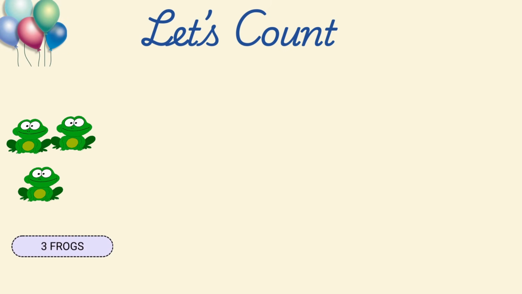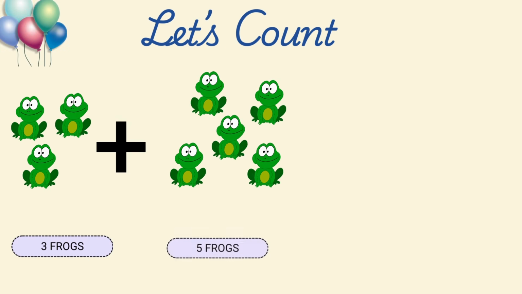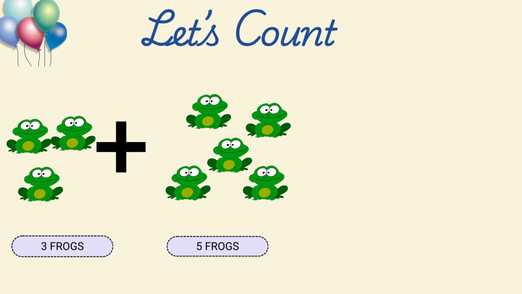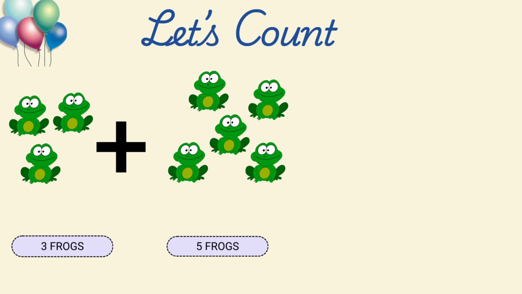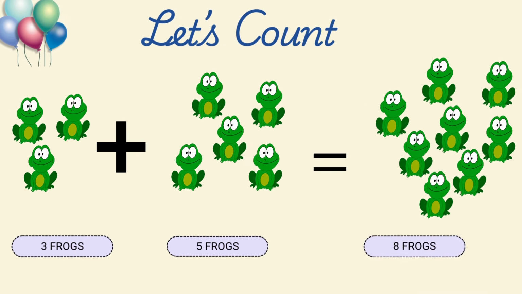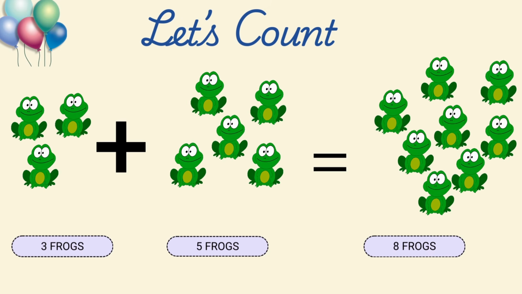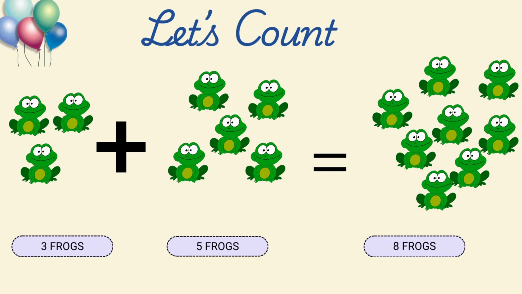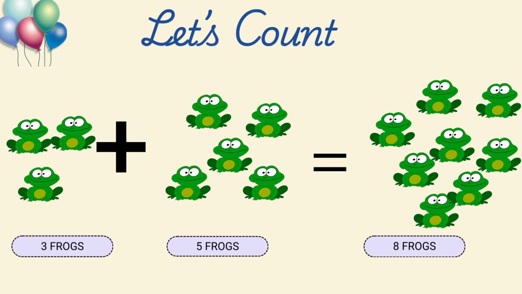Let's count again. 1, 2, 3. 3 frogs plus 1, 2, 3, 4, 5. 5 frogs. Let's do 1, 2, 3, 4, 5, 6, 7, 8. 8 frogs. That means 3 frogs plus 5 frogs is equal to 8 frogs.